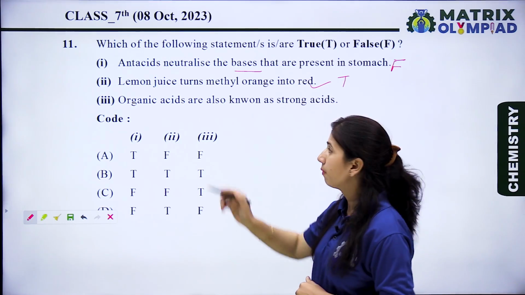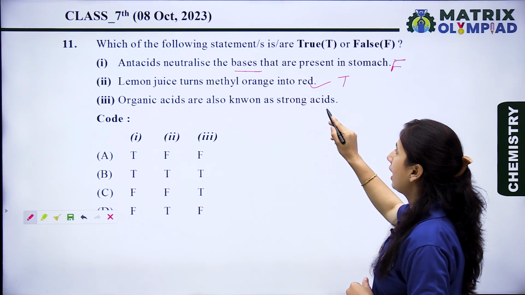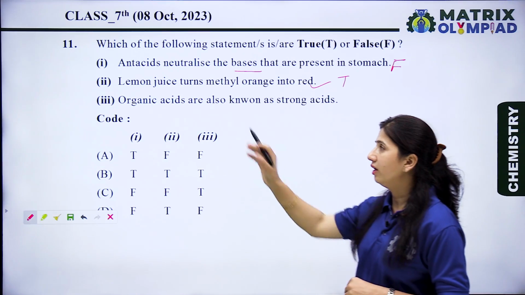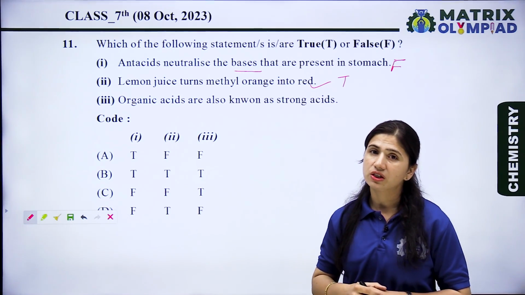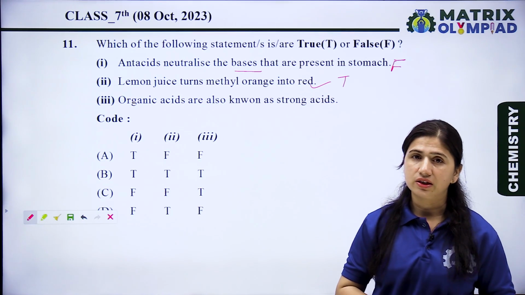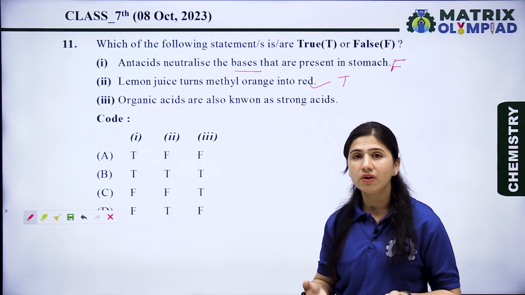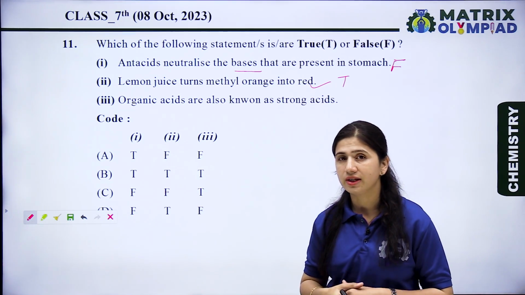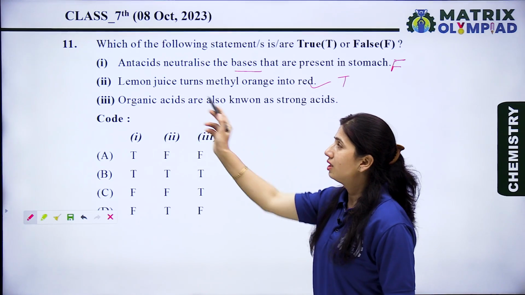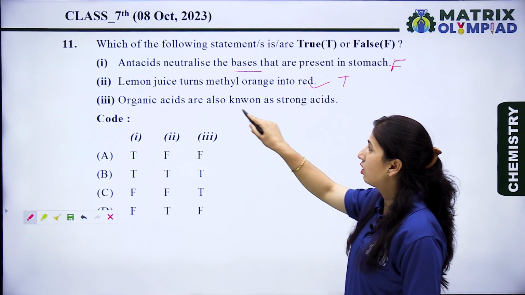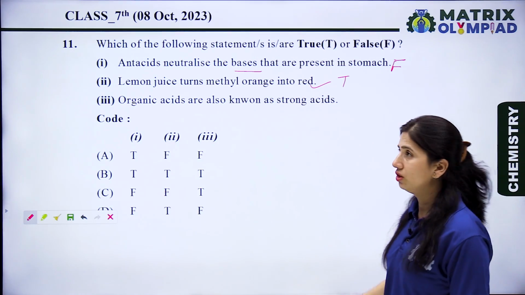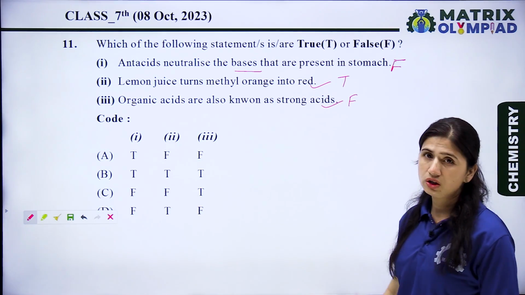Now, the next is, organic acids are also known as strong acids. This statement is also completely false, because there are two types of acids: organic acids and inorganic acids. Organic acids are weak acids, and inorganic acids, or mineral acids, are stronger than organic acids, like H2SO4 and HNO3, sulfuric acid and nitric acid. So organic acids are not strong acids, they are weak acids. This statement is also false.